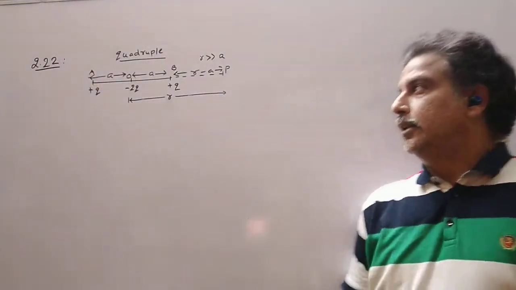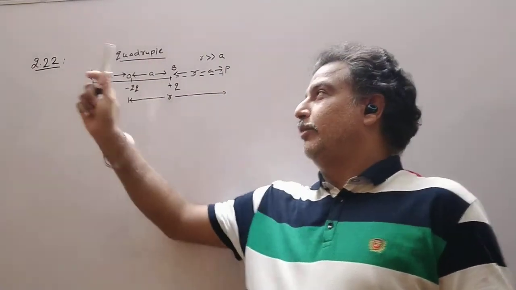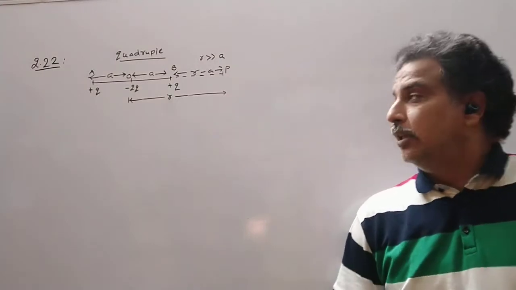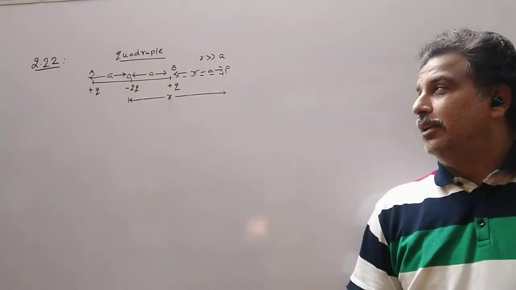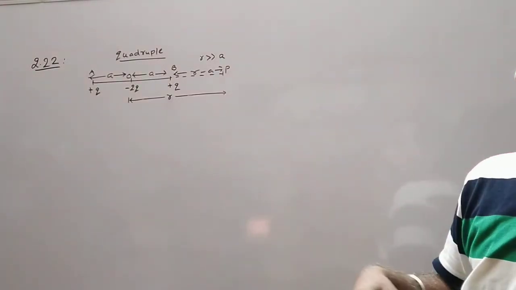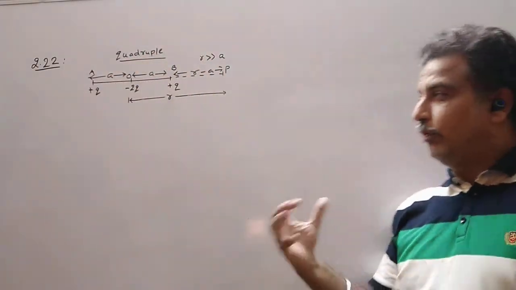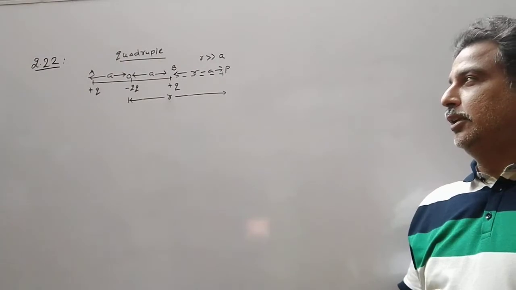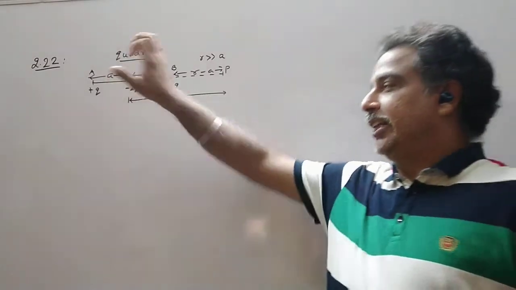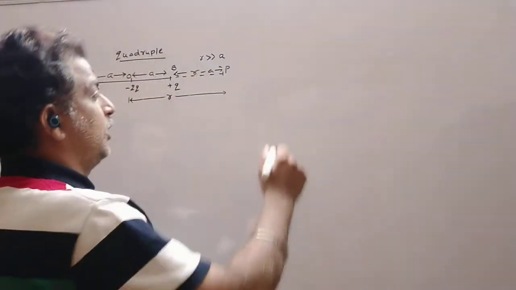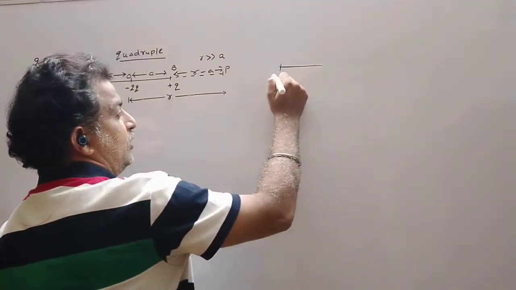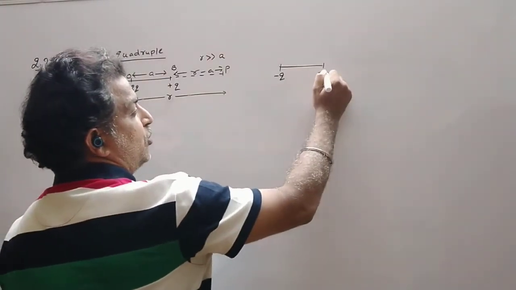Hello students, today we will do question number 22 of a textual exercise. Now here in this question, a system is given which is known as quadruple. So before we move on to the question, we define what is quadruple. Now let us consider a dipole, say minus q plus q.